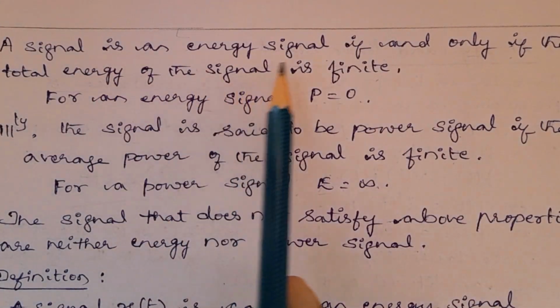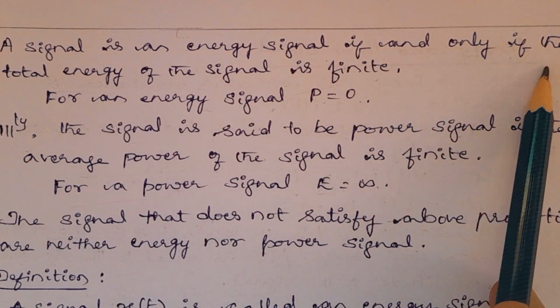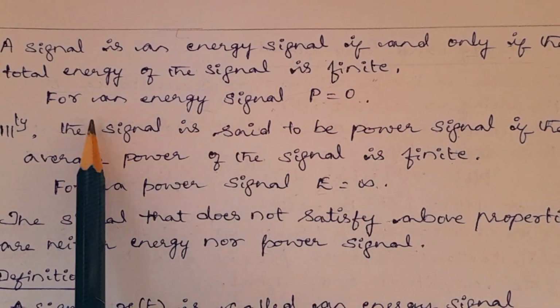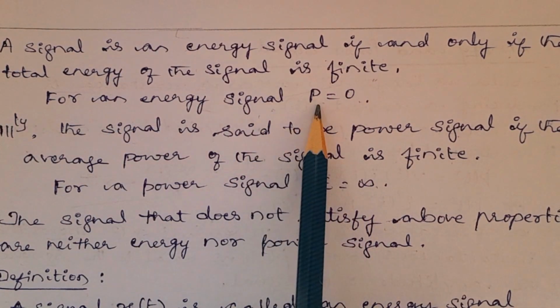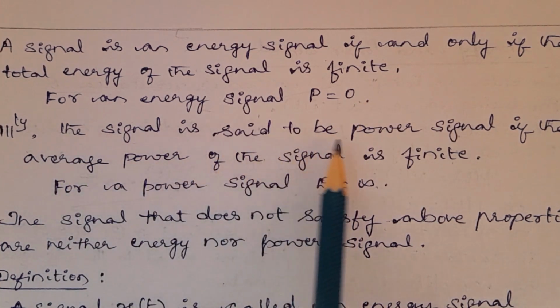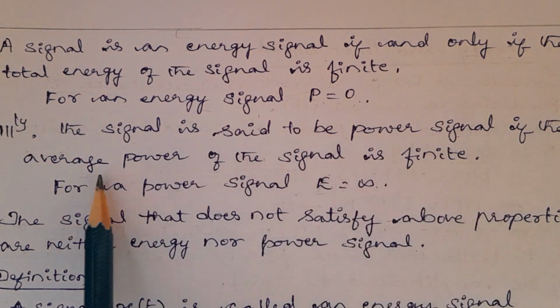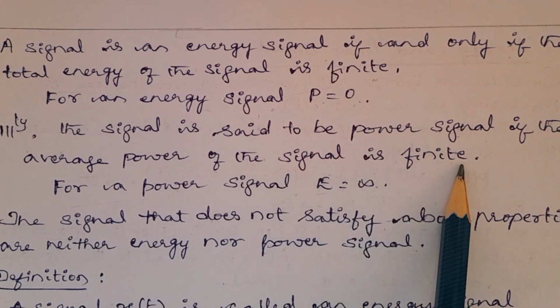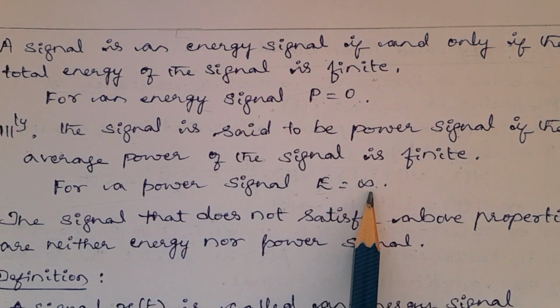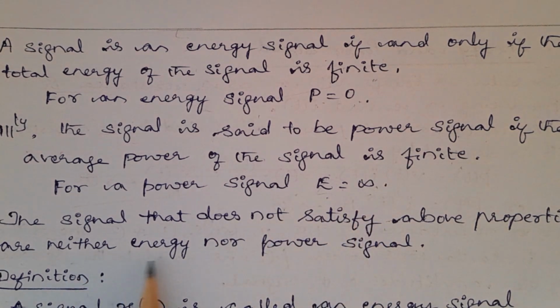A signal is an energy signal if and only if the total energy of the signal is finite. For an energy signal, power becomes 0. Similarly, the signal is said to be a power signal if the average power of the signal is finite. For a power signal, energy becomes infinity. The signal that does not satisfy the above properties is neither an energy nor a power signal.